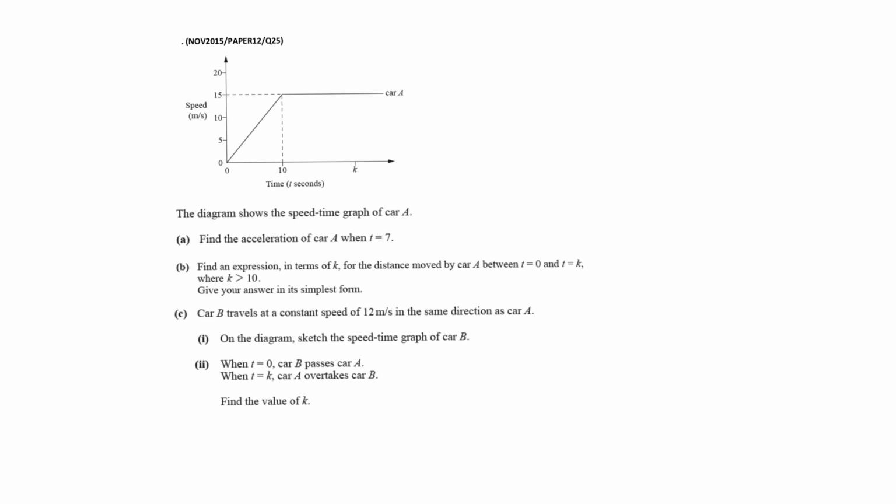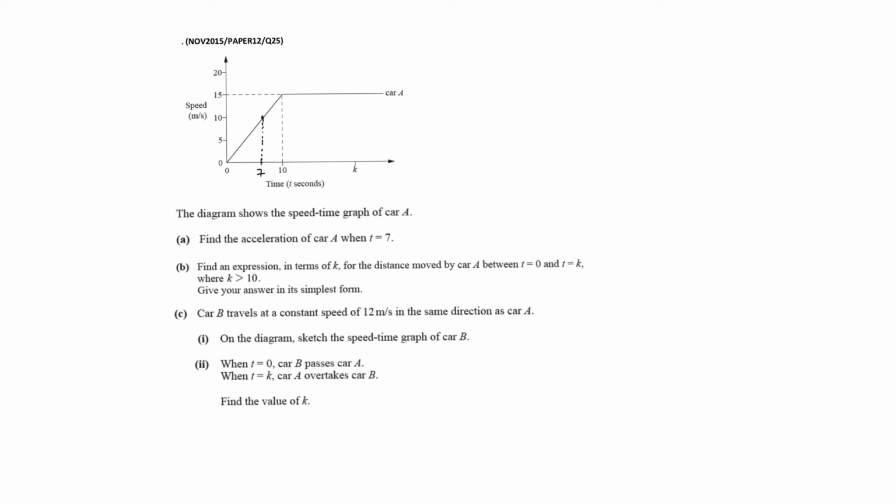Let's look at another example of a speed time graph. This speed time graph is for car A, and this car initially accelerates for 10 seconds, reaching a velocity of 15, and then it travels with the same constant velocity until a time which we don't know yet. In the first part, we have been asked to find the acceleration of car A when t was 7. So I have to find the acceleration of the car when t is 7. So 7 would be somewhere here.